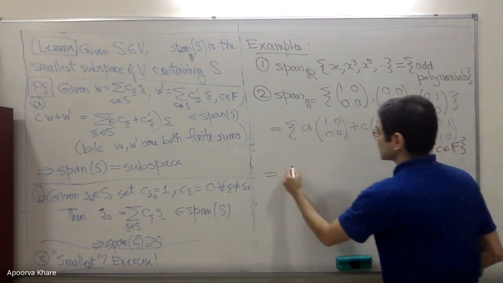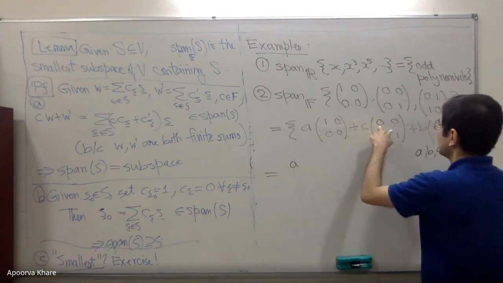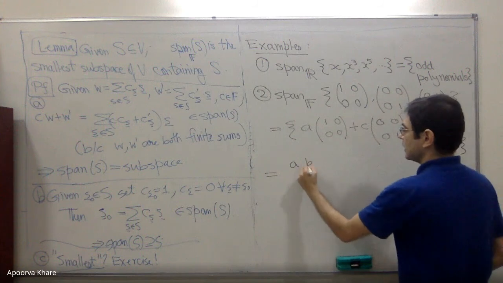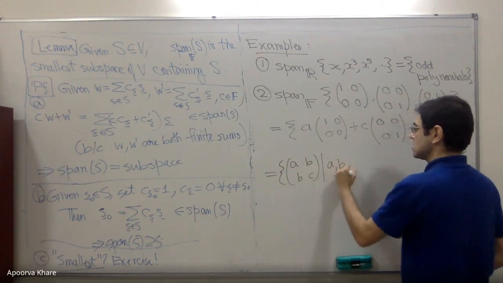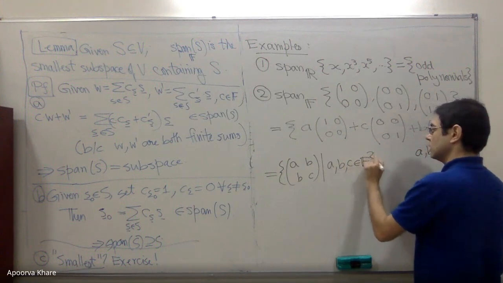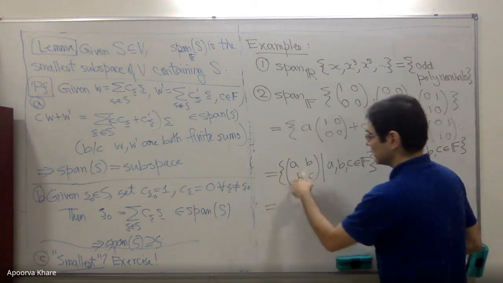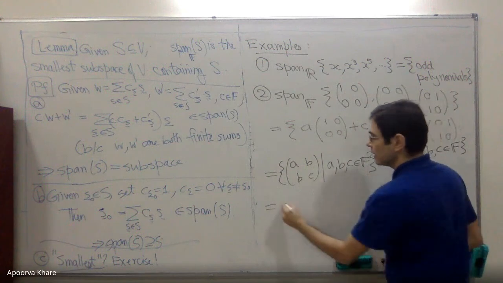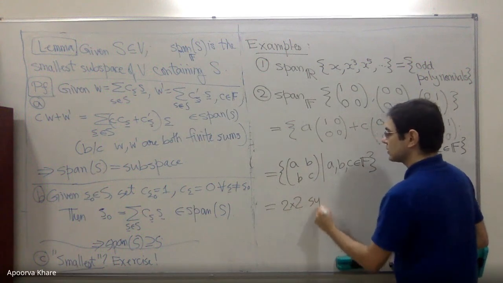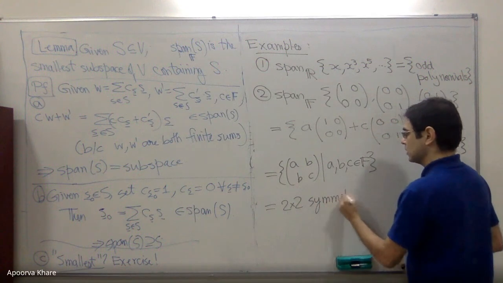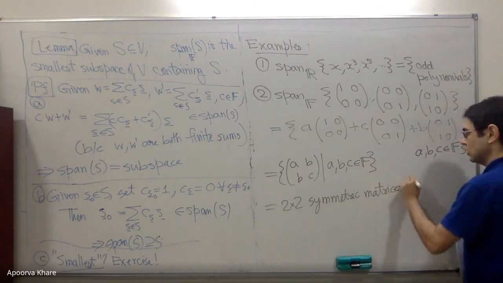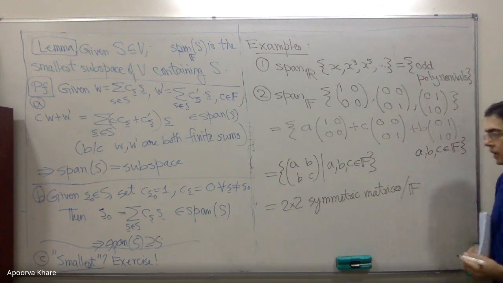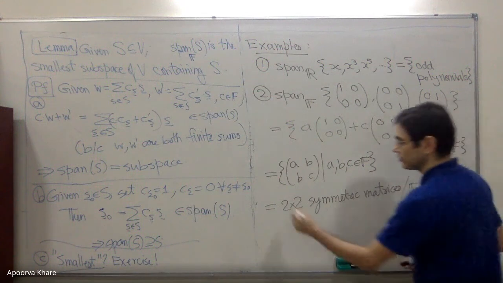But now let's write this down. What is this matrix? This is exactly A in this place, C in this place, and B and B here. And you know what these are, right? These are precisely the 2 by 2 symmetric matrices over the field F. That's the set.